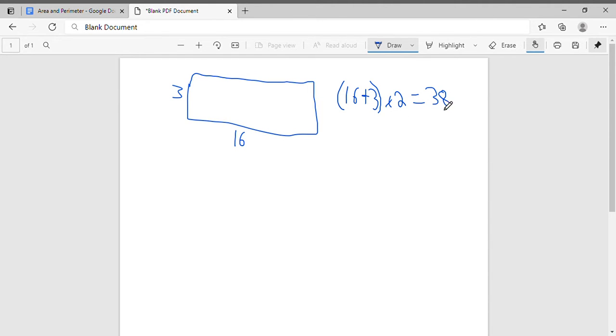So we will get 38, and we don't have units. Let's put inches as the units this time. So it'll be 38 inches. Now the area, we're just going to multiply. So 16 times 3. And when we do 16 times 3, we're going to get 48 inches squared.